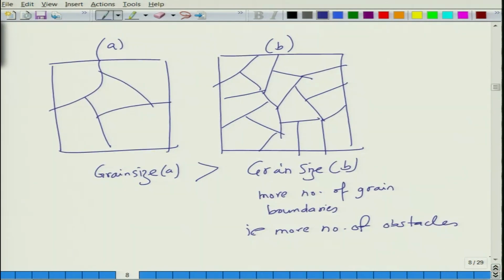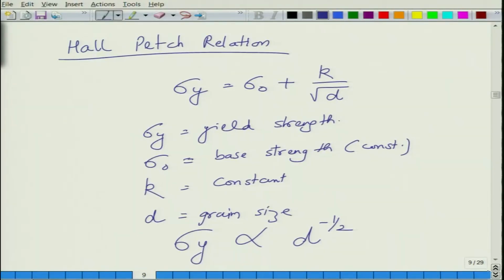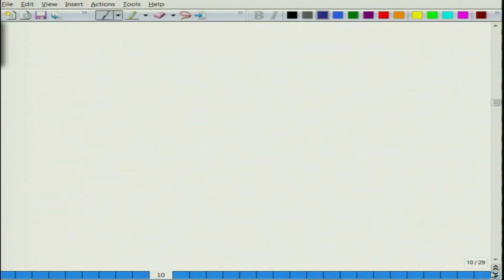Essentially what you do is that you create more grain boundaries. Those grain boundaries act as barriers to the dislocation motion. So, you have more number of grain boundaries, more barriers are there, and more dislocations are blocked. As a result, you require higher and higher stress to move a dislocation. So, this is the summary of grain boundary strengthening. Now, the question is, in reality, how to achieve it.